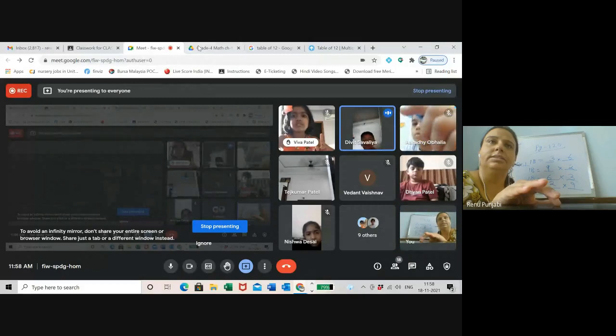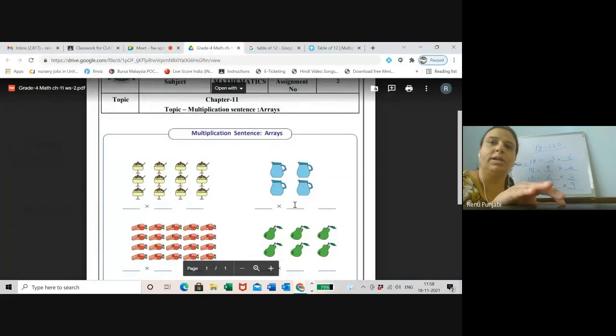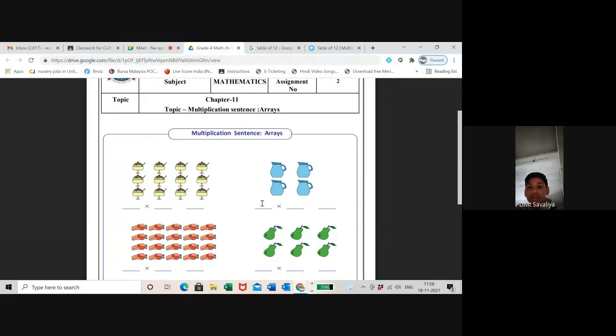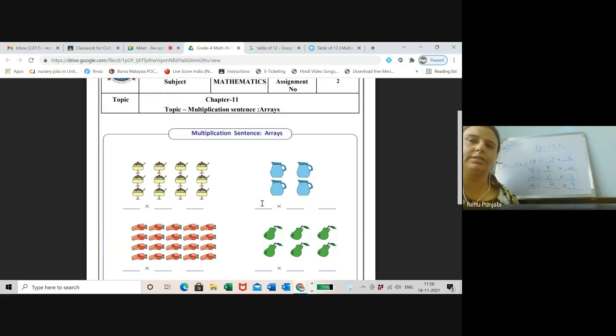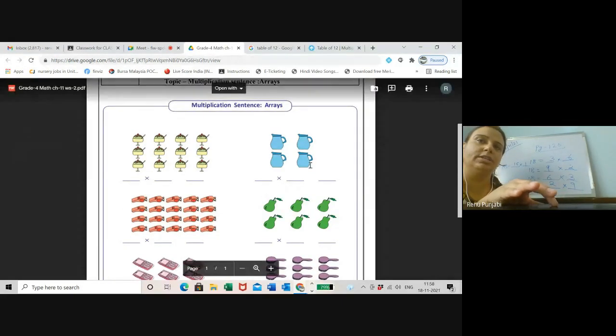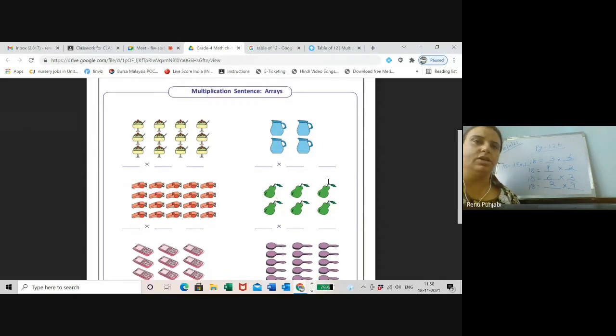Yes, ma'am. Second picture about the jugs. What will come in the first blank and what will come in the next blank? Ma'am, first 2 and second also 2. So what will be the product? 4. And if you count exactly, it is 4. Means your answer is correct. Go to the next one.